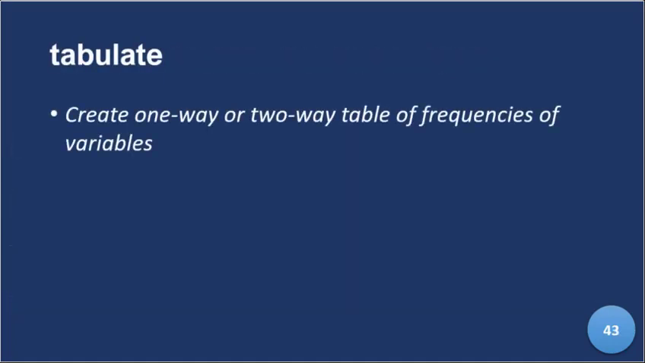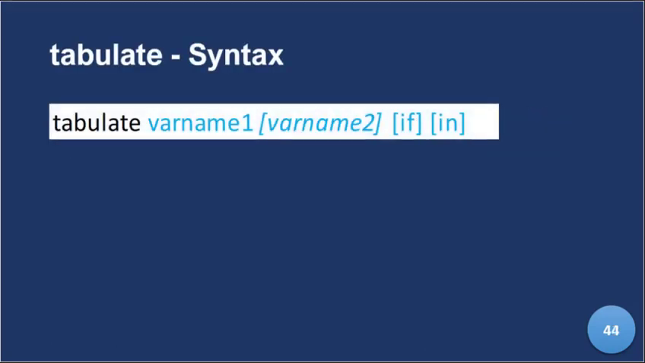So let's look at tabulate. It will create a one-way or two-way table of frequencies. Basically, that's what it does. And this is the syntax. If you have a one-way, just specify one variable. Of course, that does not mean you cannot use continuous variables, but ideally, they should be categorical variables, could be string or categorical variables.